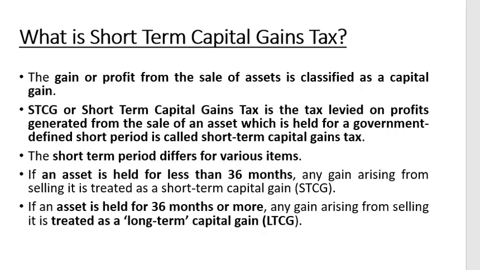If an asset is held for less than 36 months, any gain arising from selling it is treated as short-term capital gain. And if an asset is held for 36 months or more, any gain arising from selling it is treated as long-term capital gain.